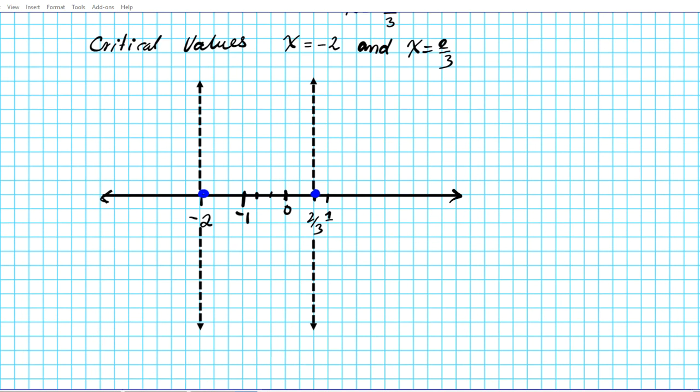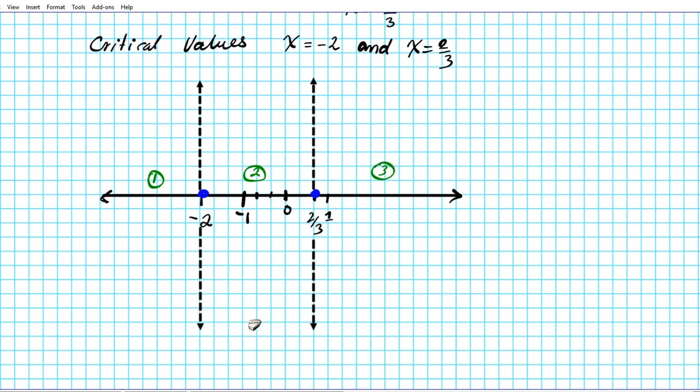Okay, so let's go ahead and label our intervals. This is interval number 1: any number to the left of negative 2. Interval 2 is any number between negative 2 and positive 2/3. And interval 3, any number bigger than 2/3.